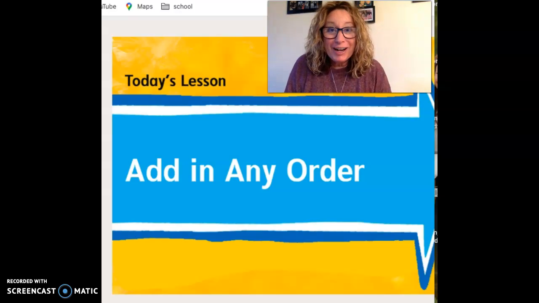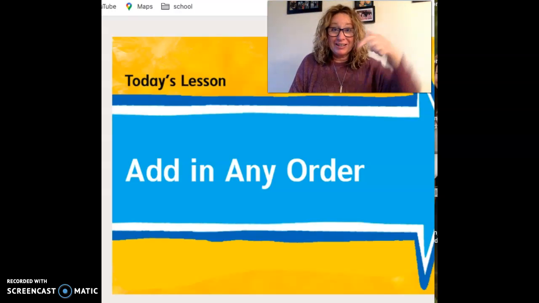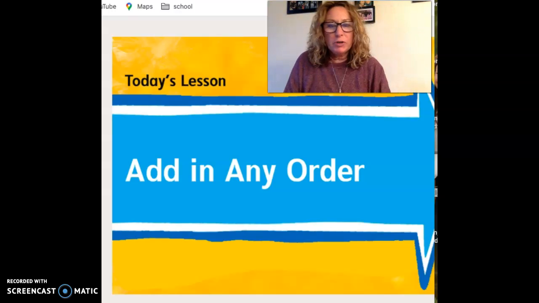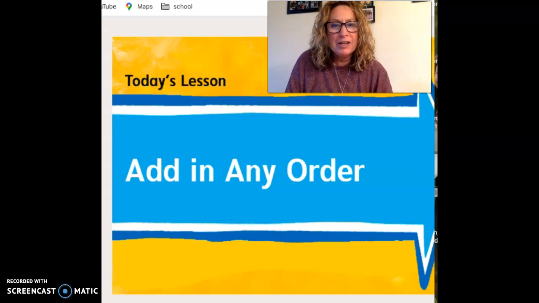So today for Friday, you can see that our learning target is down here. I'm up here now. We're going to work on addition. I know we've been working really hard on addition, number stories, and number sentences, but we're going to learn about and practice how we can add in any order.